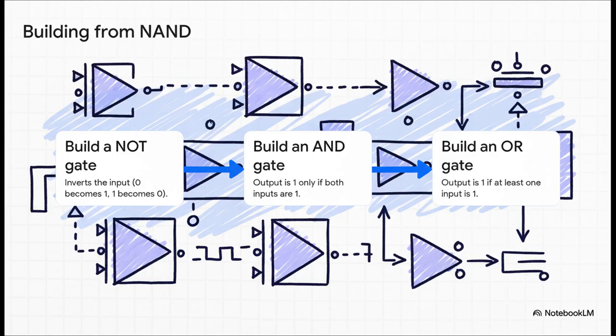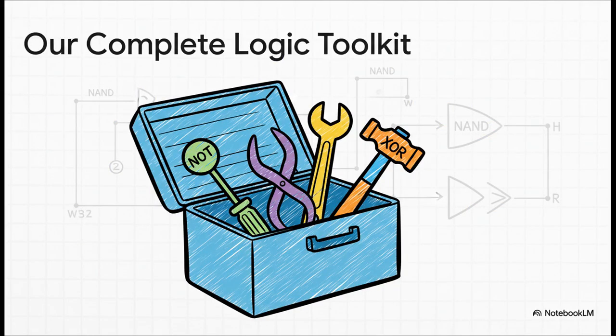And it just keeps going like that. And just like that, using only our NAND gate, we've built a full set of tools. We've got NOT, AND, or you name it. We can now perform any logical task we can possibly describe with Boolean algebra.